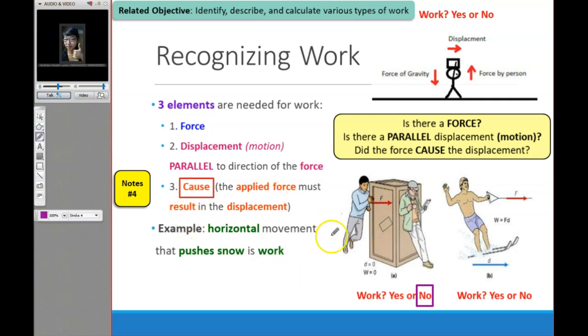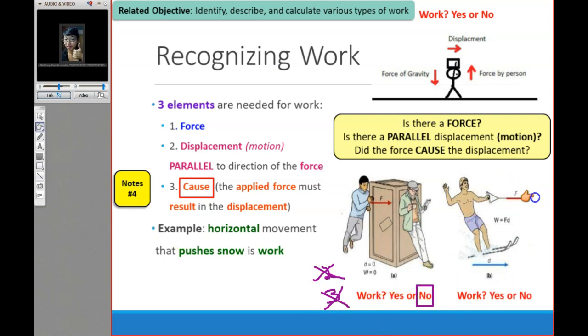Yeah, there's actually 2, right? So first off, there's no displacement, right? So number 2, there's no displacement. And number 3, the force is not causing any displacement. So both of those are true, all right? So the force is not causing a displacement, and there's just no displacement in general. So that is why there is no work here.